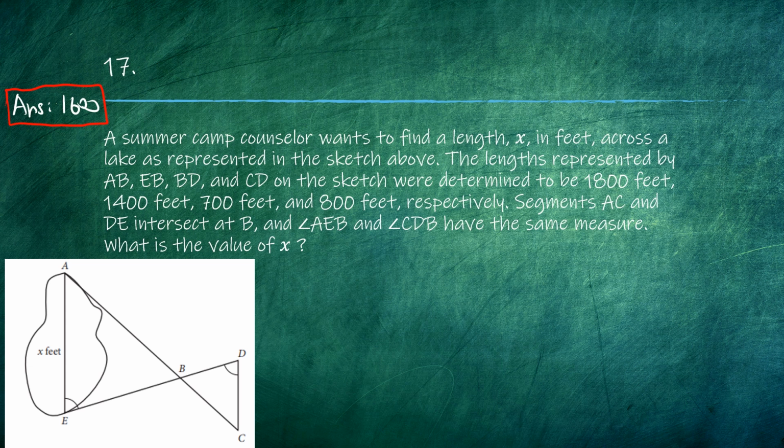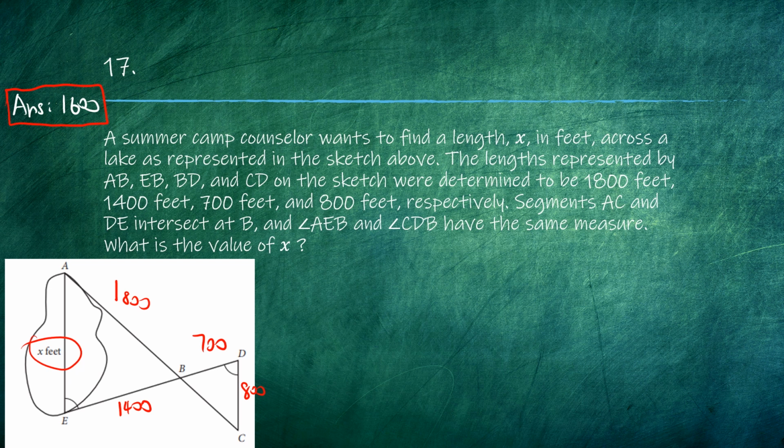So this is a geometry problem. And whenever we have a geometry problem, it's easier to write down all the given information. So we know that the segment AB is 1800, and the segment EB is 1400, and the segment BD is 700, and the segment CD is 800. And we want to find what x is.